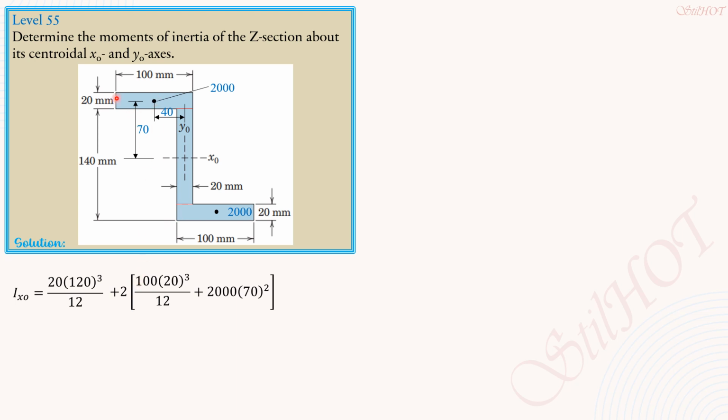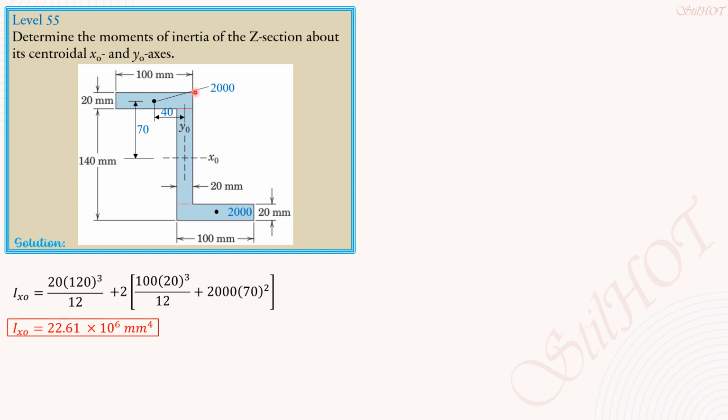So the moment of inertia with respect to the centroidal axis of the rectangle is base 100, height 20 cube over 12. And let's transfer it here. So plus area, which is 2000, and the distance between that centroidal axis and this XO axis is 70. So that's the parallel axis theorem, or the transfer moment of inertia formula. For this middle rectangle, there's no need because its centroidal axis coincides with XO. So it's just base 20, height 120 cube over 12. So IXO is equal to 22.61 times 10 to the 6 mm to the 4th.